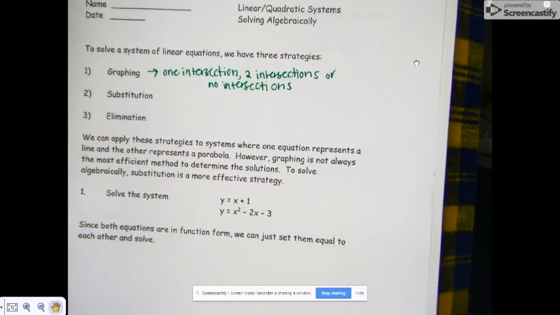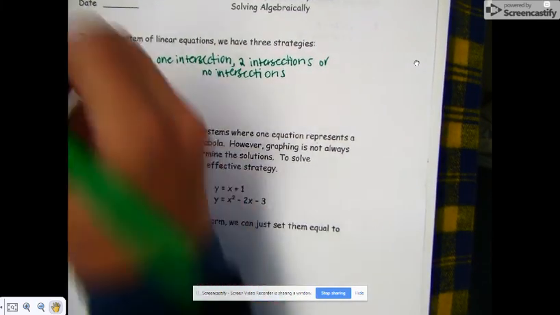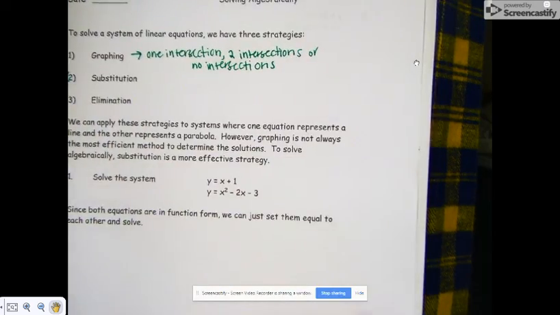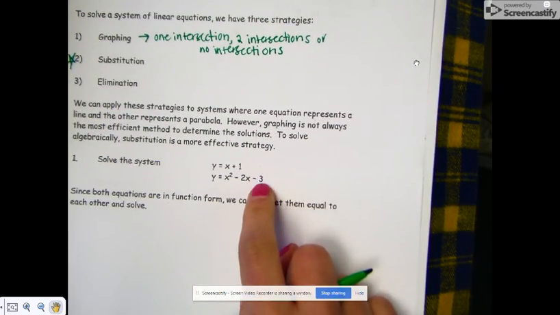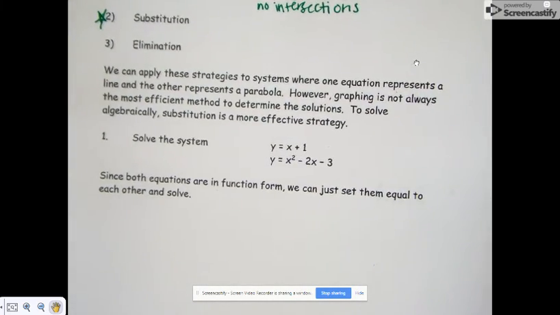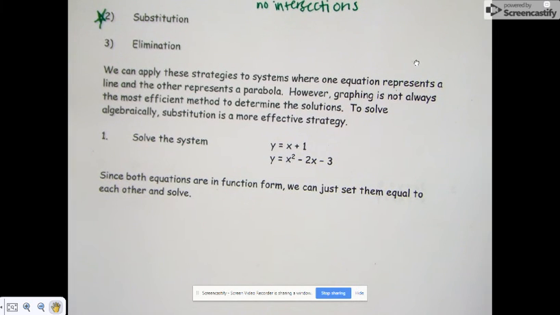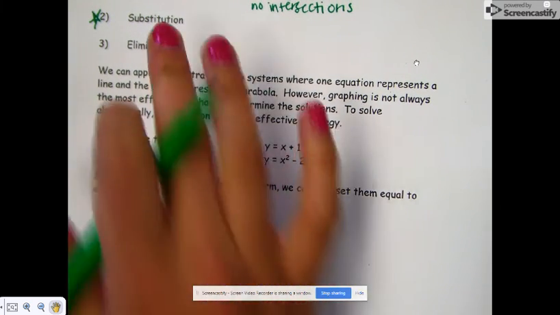So today we're looking at substitution, or doing it algebraically. Substitution is the best method when you're working with these types of equations because it's the easiest way to solve them. Elimination is kind of tough because we can't get rid of a lot, although we can try it. Substitution tends to be the best.